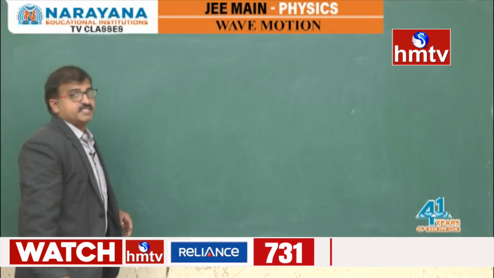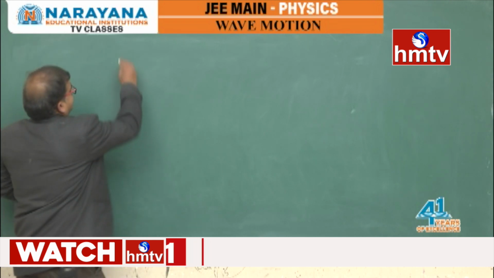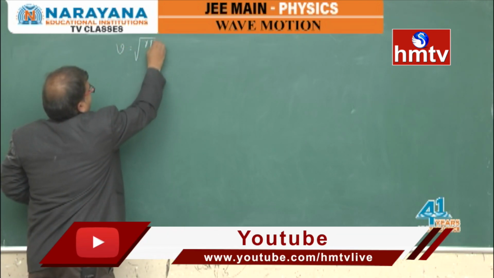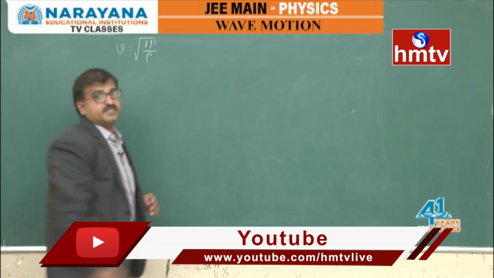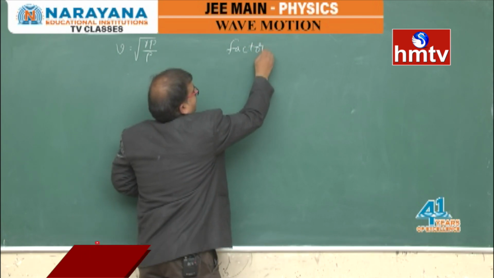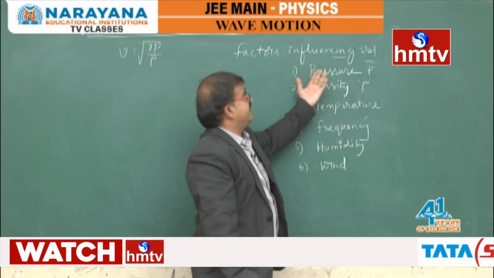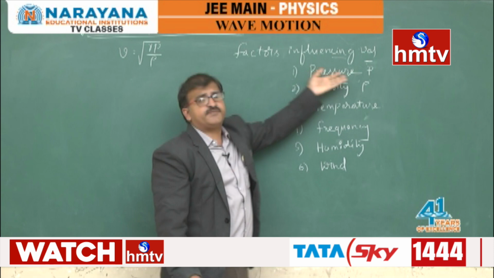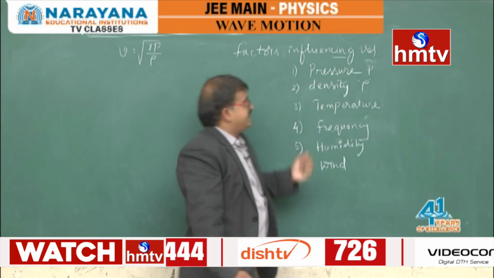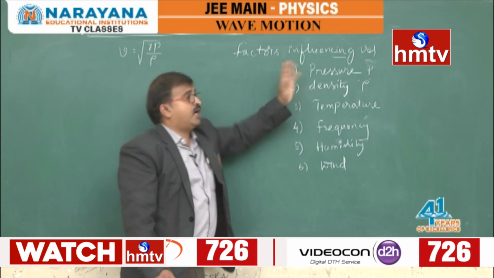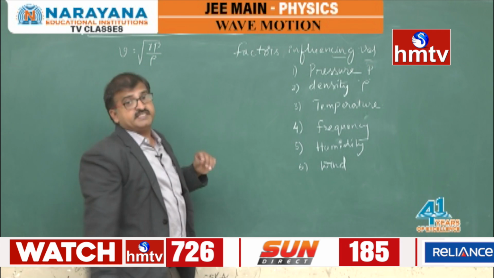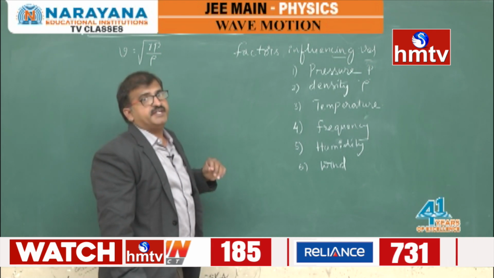Now the velocity of sound, that velocity we got here, V is equal to root over gamma P by rho. Here we need to find out the different factors influencing the velocity. Let us consider a few factors: pressure P, density, temperature. How will these factors influence this velocity of sound, V equals under root of gamma P by rho?